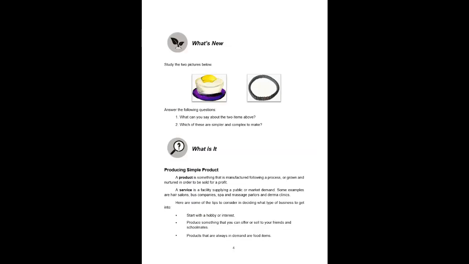Alright, I hope you did well on the page 3. Let's move on to the next activity, what's new? Instruction. Study the two pictures. We have picture 1 here and then picture 2. Answer the following questions. Number 1. What can you say about the two items above? Second question. Which of these are simpler and complex to make? Again, you can get your pen and paper for you to answer this part. You can pause this video so that you can write your answer on your paper.